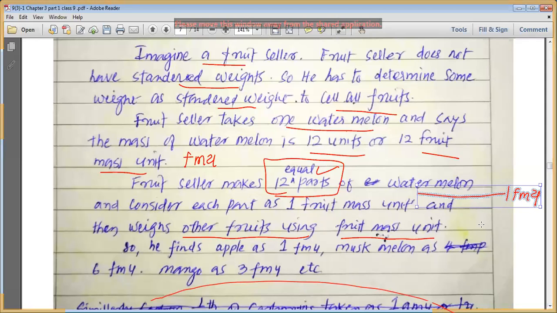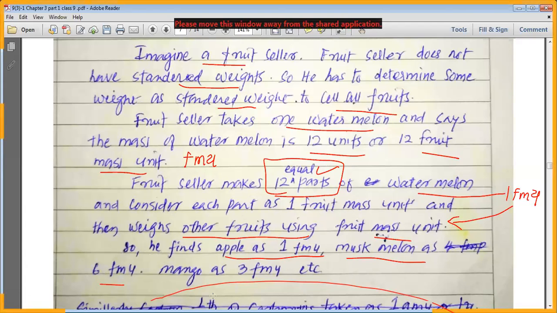Then the fruit seller weighs the other fruit with the fruit mass unit, where we can find that some fruits like apple has 1 FMU, muskmelon has 6 FMU, and mango was weighing 3 FMU. So this fruit mass unit, the fruit seller himself has decided.